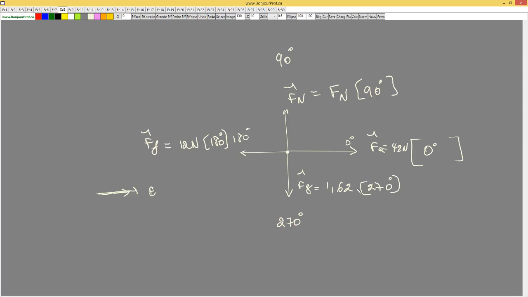We still need to find the force N. Yeah, the force N, we can't find it right now. You are going to understand. We can't find it right now. So we're going to write it Fn.